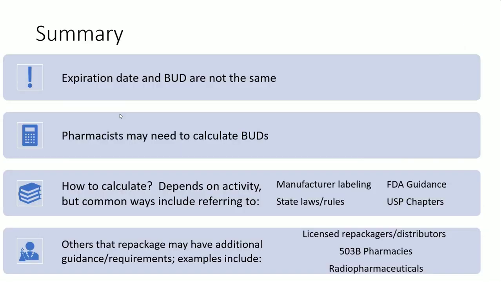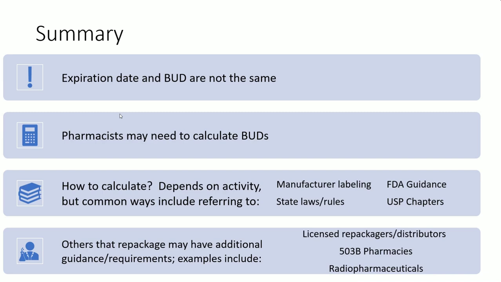So in summary, you have your expiration dates, which are the manufacturer's. You have the beyond use dates, which are not the same thing. Sometimes they might be the same date, but they're not the same topic or concept. Pharmacists may need to calculate beyond use dates depending on exactly what activities are being done. If you do have to calculate one, how do you calculate it? Again, that depends on the activity, but common ways include referring to the manufacturer labeling, state laws or rules, FDA guidance, or USP chapters. It could be one or more of those.